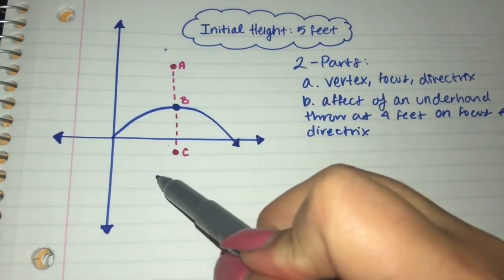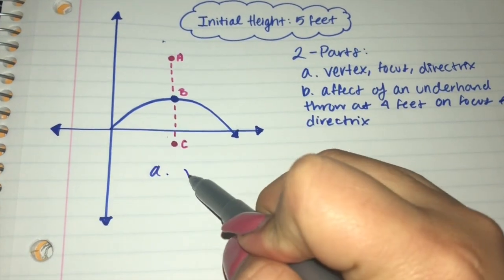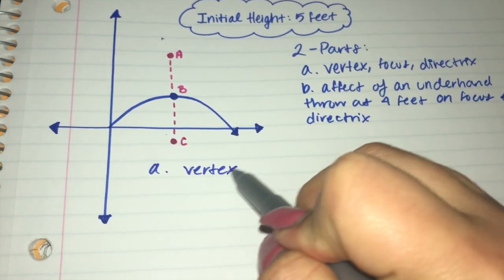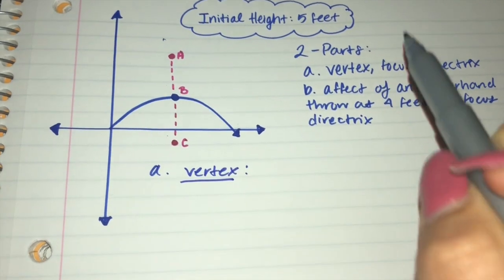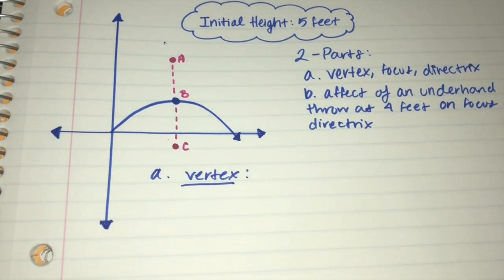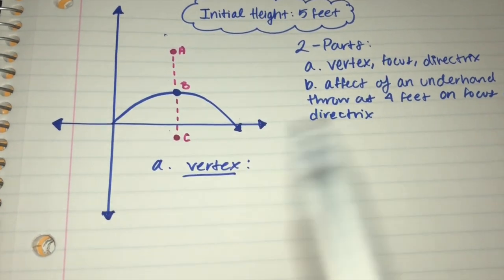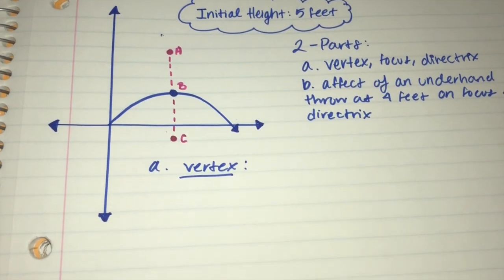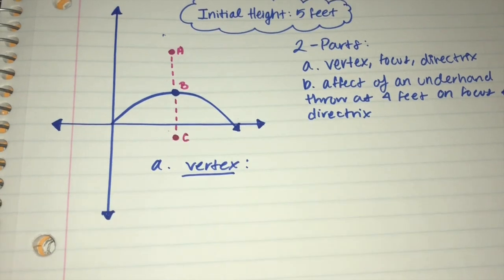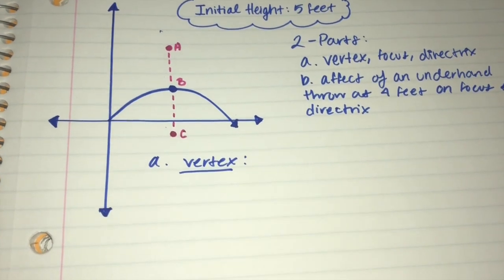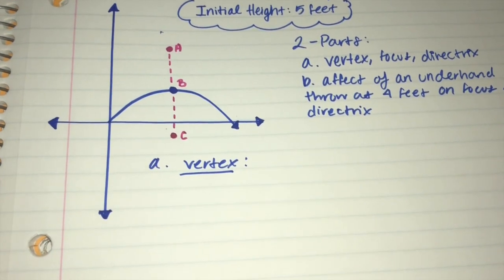Thrown at 5 feet. Name the vertex, focus, plus directrix. How much are the focus plus directrix affected? On the graph. So for A, the vertex is always the point in the middle. It's always the center of a line for any kind of graph. So like even if you have a line graph, or it's usually for the quadratic graphs.